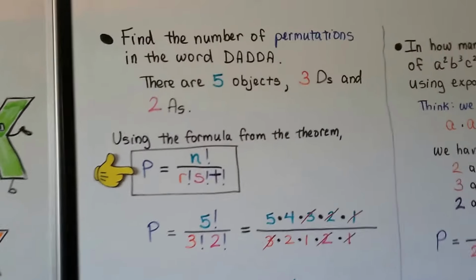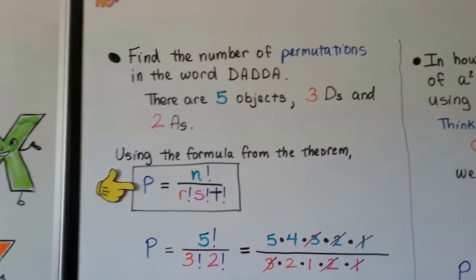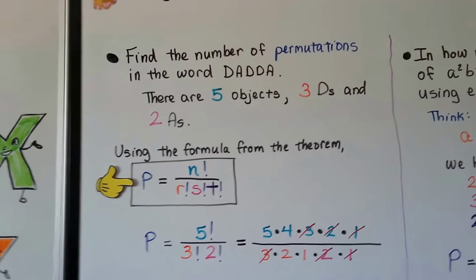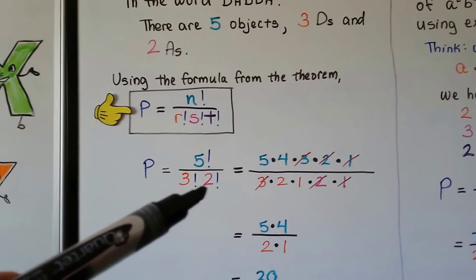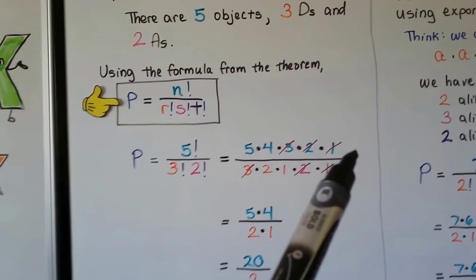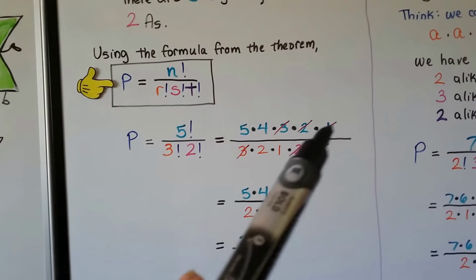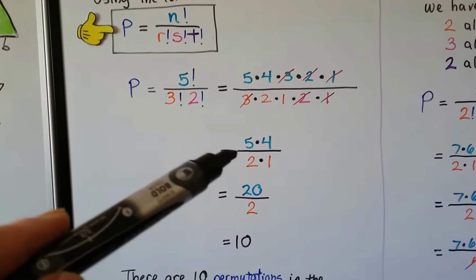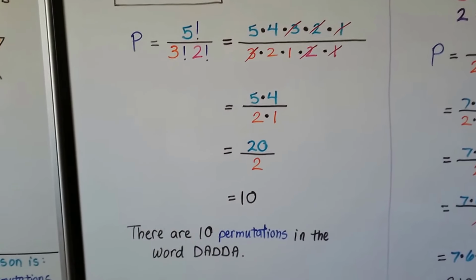Find the number of permutations in the word DADDA, dada. There are 5 objects: three D's, 1, 2, 3, and 2 A's. Using the formula from the theorem, we get 5 factorial over 3 factorial times 2 factorial. If we expand this, 5 times 4 times 3 times 2 times 1, and this as 3 times 2 times 1 and 2 times 1, we can cancel out the common factors. That's going to leave us with 5 times 4 over 2 times 1, which is 20 over 2, which is 10. So there's 10 permutations in the word dada.